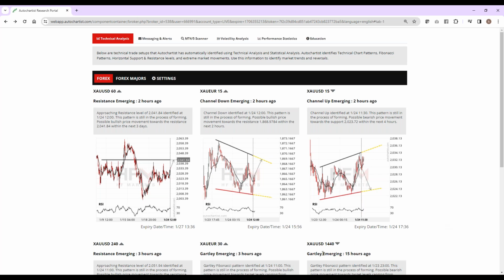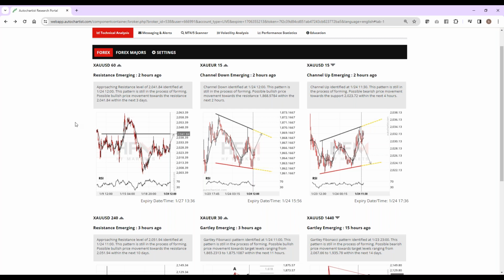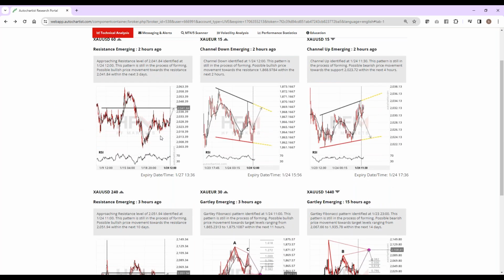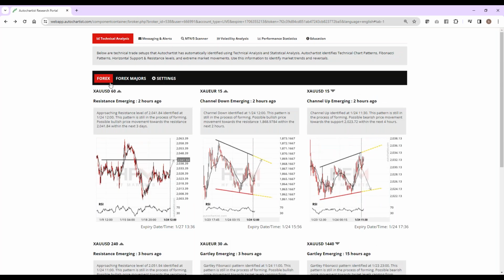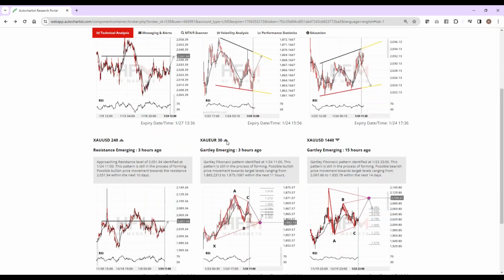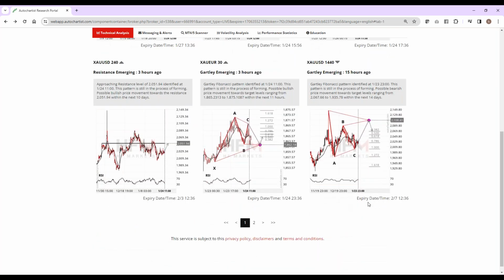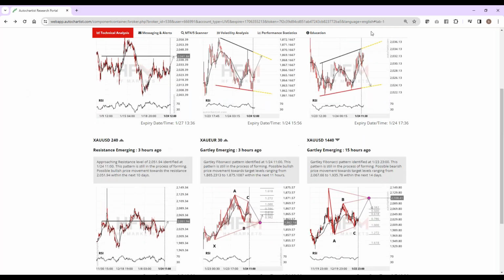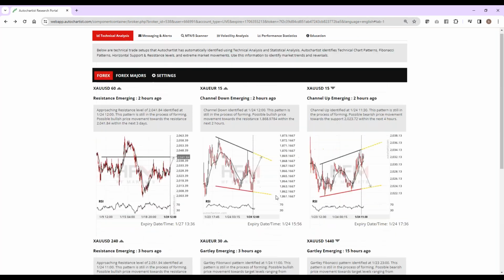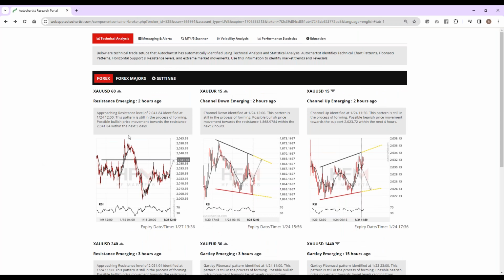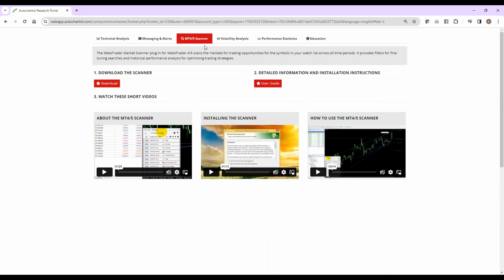You see, Galtlin emerged, channel up emerging, channel down emerging, resistance. So 15 minutes chart, 1 hour chart, 4 hour chart, 30 minutes chart, and so on and so forth. So if you cannot see it in your email, you can save this setup and keep this constant. MT4, MT5. By the way, guys, anything you need is here.